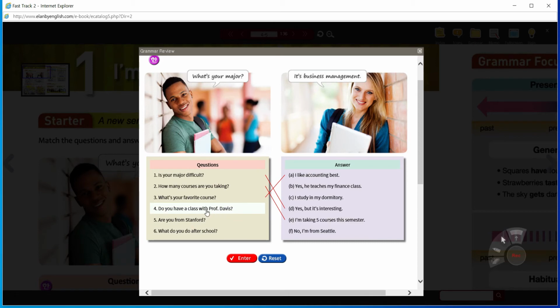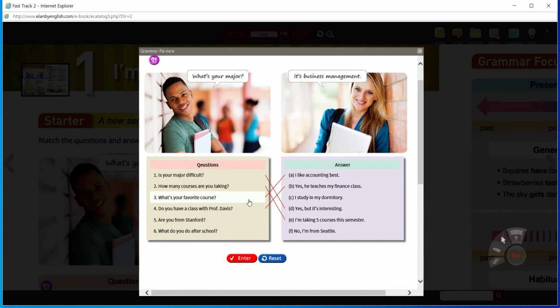Number 4, we have a yes or no question. Do you have a class with Professor Davis? So I'm just scanning for yes or no answers. There appear to be 2 of them, and we're talking about a third person here. I think the answer for 4 is B. Do you have a class with Professor Davis? Yes, Professor Davis teaches my finance class. Okay.